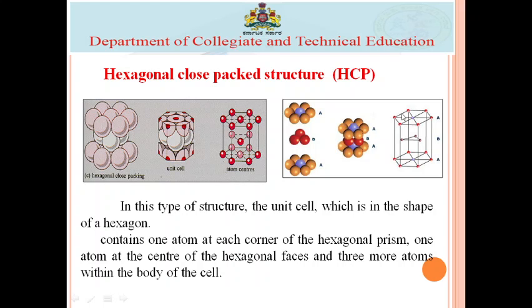At each corner of the hexagon prism face, one atom is present, and at the center 1. That means total, how many corners: 1, 2, 3, 4, 5, 6. 6 corners plus 1 center, total 7. Likewise on the bottom side also 6 atoms plus 1, 7. And it also has 3 more atoms within the body of the cell. That means inside this hexagonal prism body, 3 more atoms are present.